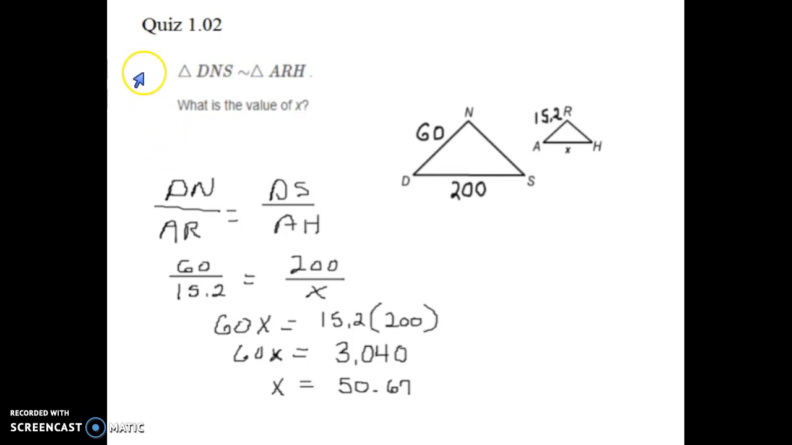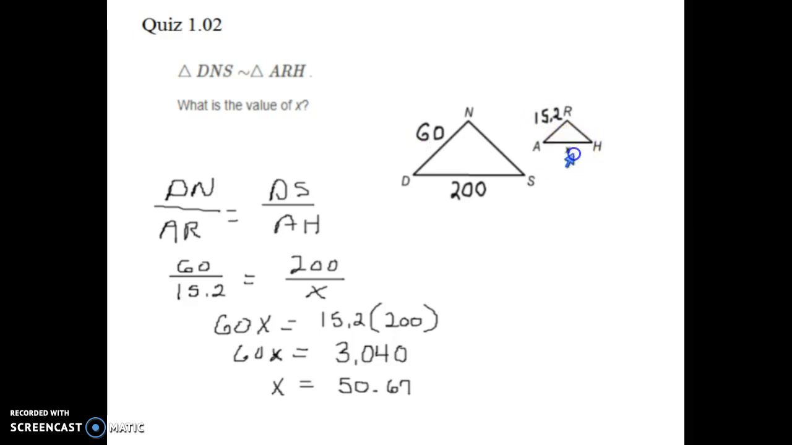All right, quiz 1.02. Here is some help for that one. You have one where they have triangle DNS. This triangle is similar; this is the symbol for similar to triangle ARH. What is the value of x? So here is x. They've given you some other measurements.